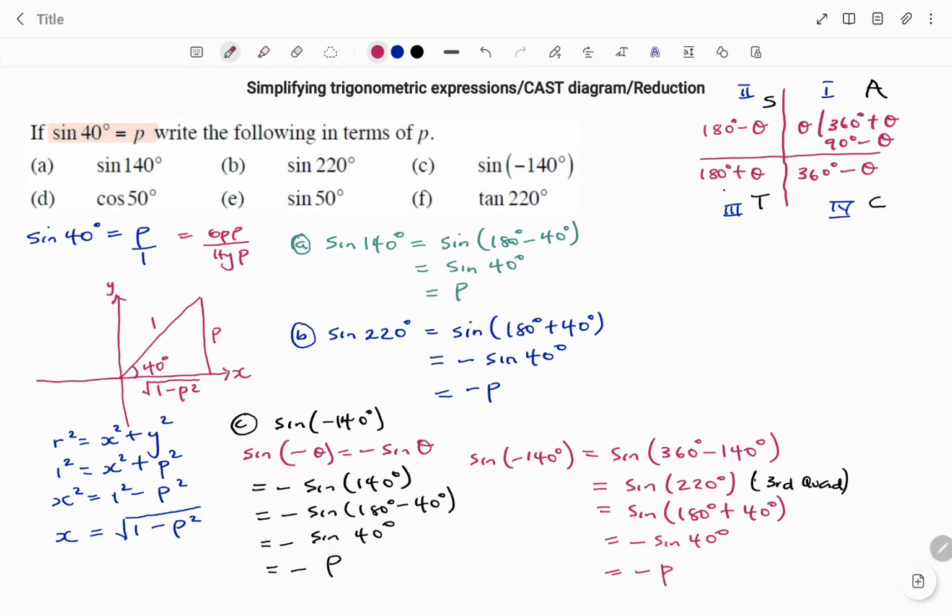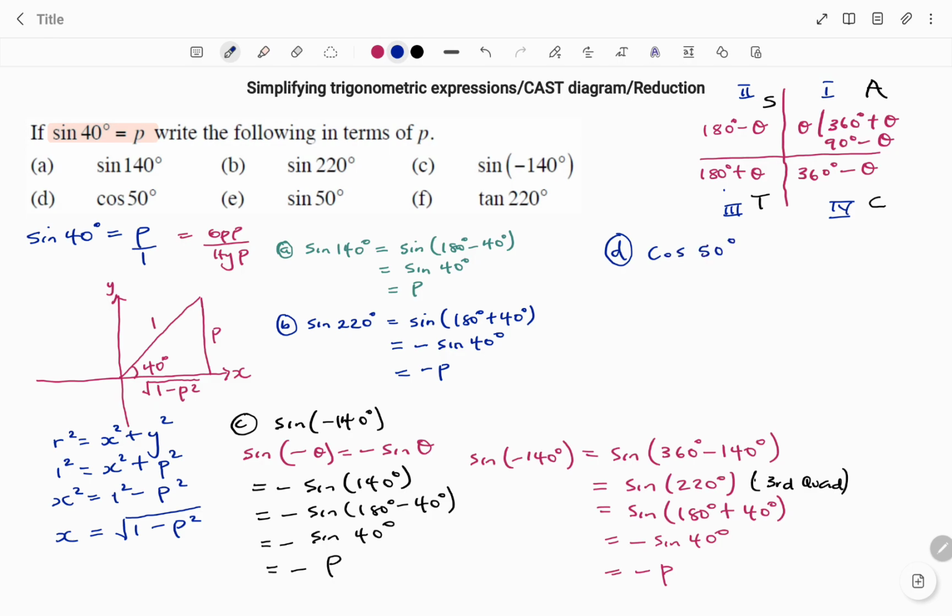For the D part, I'm to find cos 50 degrees. I'm going to show you two methods. The first method: if you have an angle that is acute, whether it's cos or sine, you can find the cofunction. The cofunction of cos 50 degrees is the same as sine 40 degrees. Note that if you add 50 degrees plus 40 degrees, that will give you 90, so they are complements of each other. Therefore, that's the same as P. We know that sine 40 degrees is P, so that is equal to P.